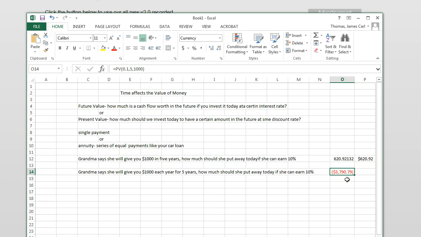Okay, so I'm showing you this to help you understand a little bit about present and future value, and how we can calculate those. Okay, I hope that helped.